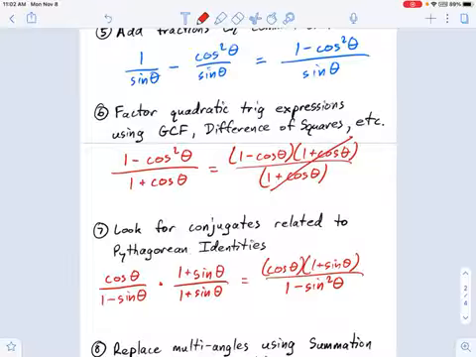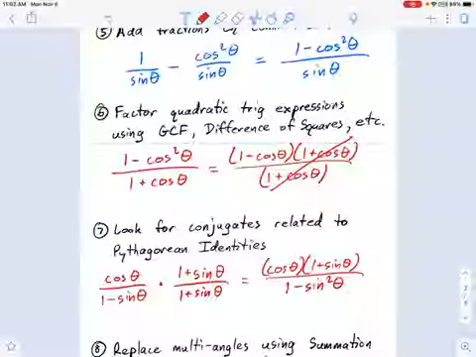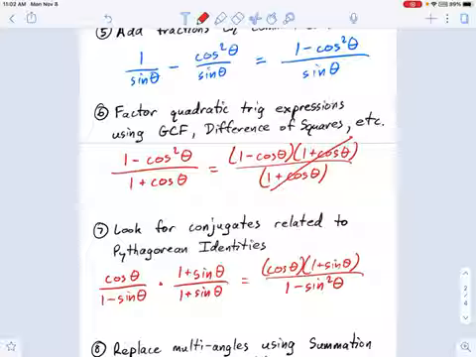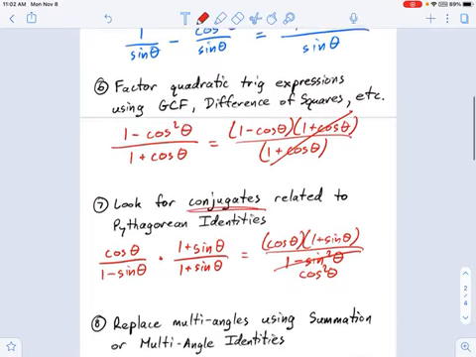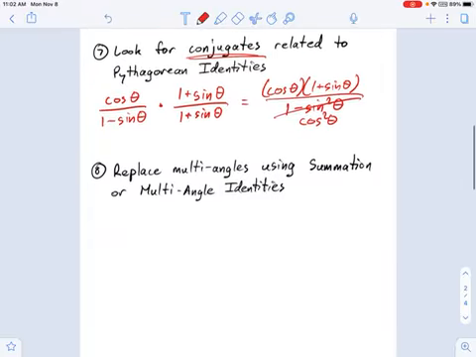So 1 minus sine squared theta, maybe I turn that into cosine squared theta. Okay, and if this is cosine squared theta, I see there's something I could simplify on the top and bottom now, a factor of cosine. And maybe that's helpful for whatever proof I'm working on. So conjugates are a useful thing to remember. Okay, they come up a lot, especially related to differences of squares factoring.